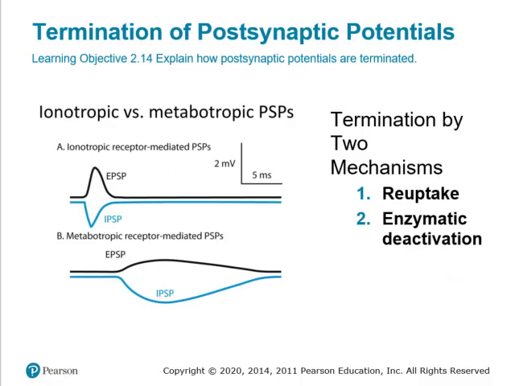So reuptake is what we call the rapid removal of neurotransmitter from the synaptic cleft by the terminal button. And there's also enzymatic deactivation, which has to do with enzymes that destroy or break down molecules of the neurotransmitter. Acetylcholinesterase, anything that ends in an ACE, is an enzyme. Acetylcholinesterase is an example of an enzyme that deactivates acetylcholine, the neurotransmitter acetylcholine.